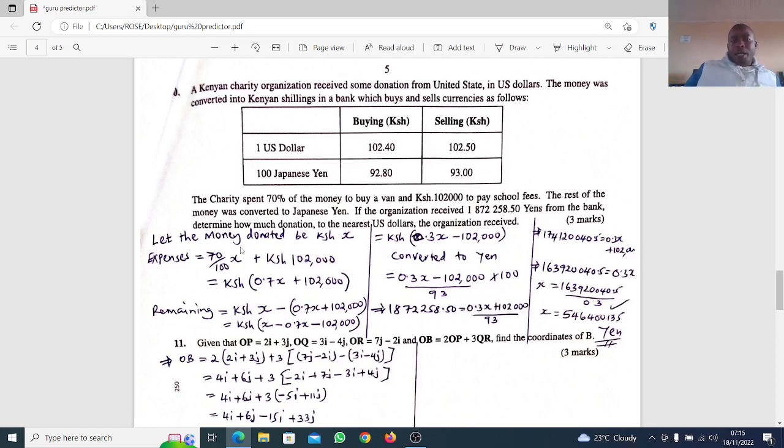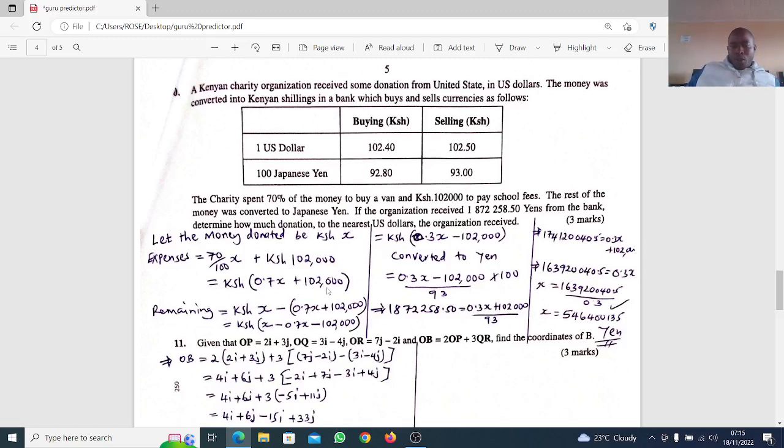So we let the money donated to be X Kenyan shillings. The money that was spent on expenses: we have 70% of the money to buy a van, so it is 70%, that's 7 over 100 times X. There was also 102,000 that was used, so plus 102,000. So it gives you Kenyan shillings 0.7x plus 102,000. So that is the money that was used.